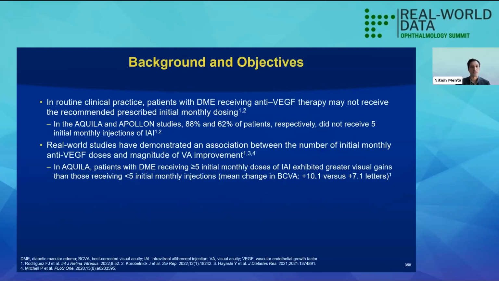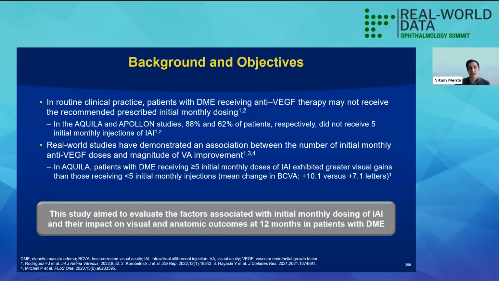These are the disclosures. So we know that in the phase 3 VIVID and VISTA DME trials, there were 5 initial monthly loading doses given, followed by Q4 or Q8 weekly dosing. And we know that in routine clinical practice, this may not actually be the case. A few real-world studies have already shown that perhaps up to 88% of eyes deviate from the clinical trial protocol. And there's also some suggestion that those eyes may have poorer visual outcomes.